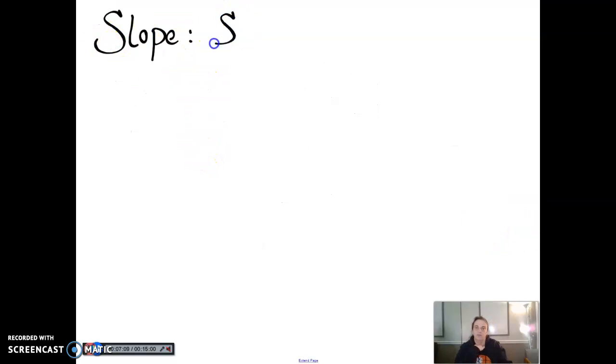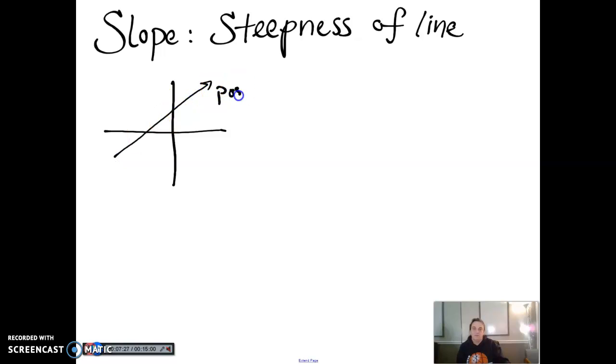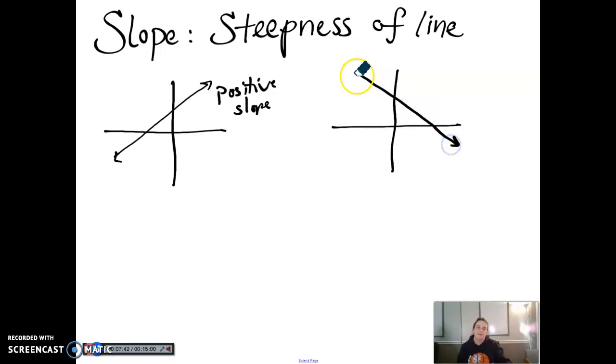The other thing we talked about was slope. And so if you remember, slope is just a measure of the steepness of a line. And not only does it tell us how steep the line is, but it tells us whether that line's going up or down. So we have 4 possibilities for a line. We can have a positive slope. As you're reading across the page, if the line goes up, it's positive. If you look at it as you're reading across the page and the line goes down, that's a negative slope.